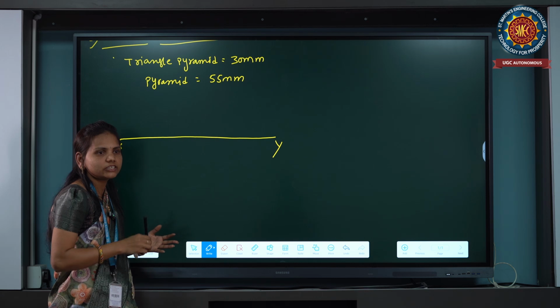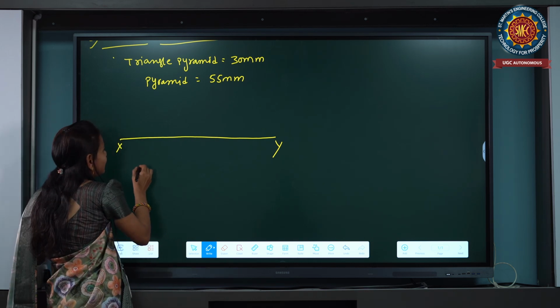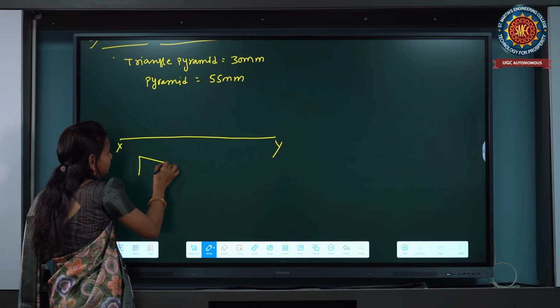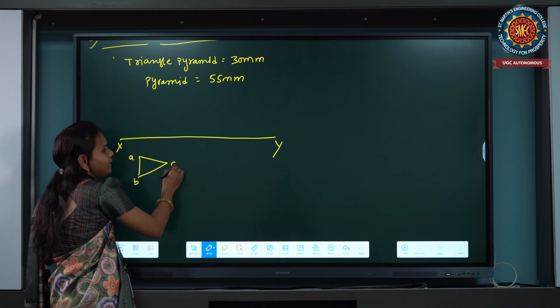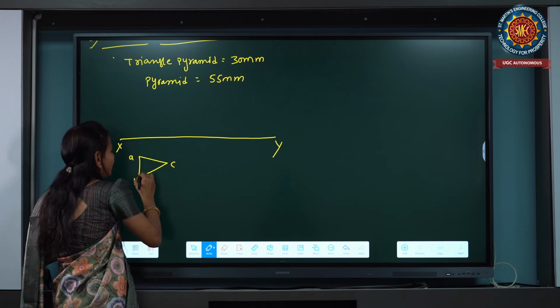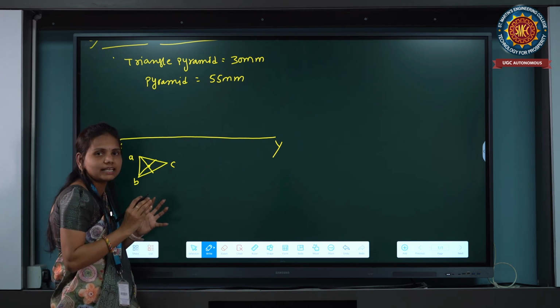So what is the condition? Axis parallel to VP, right? So here we should draw the triangle at top view only. Give the labeling A, B, C and find out the midpoint of the triangle. So extend these lines.